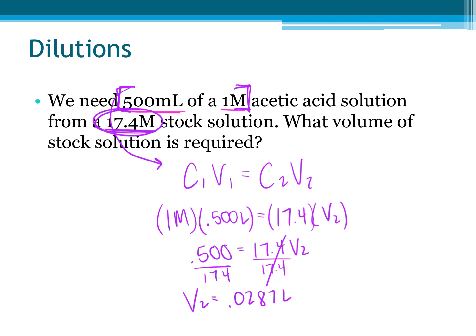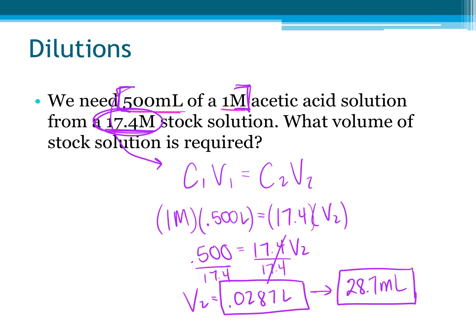So it doesn't matter if I have a 1 or 2 underneath the V? Right, it doesn't matter if this says V1 or V2. It doesn't make a difference. We're going to need that much volume of our stock solution. If I converted that back to milliliters, it would be 28.7 milliliters. It just asked for volume, so I would take your answer in either unit, okay?